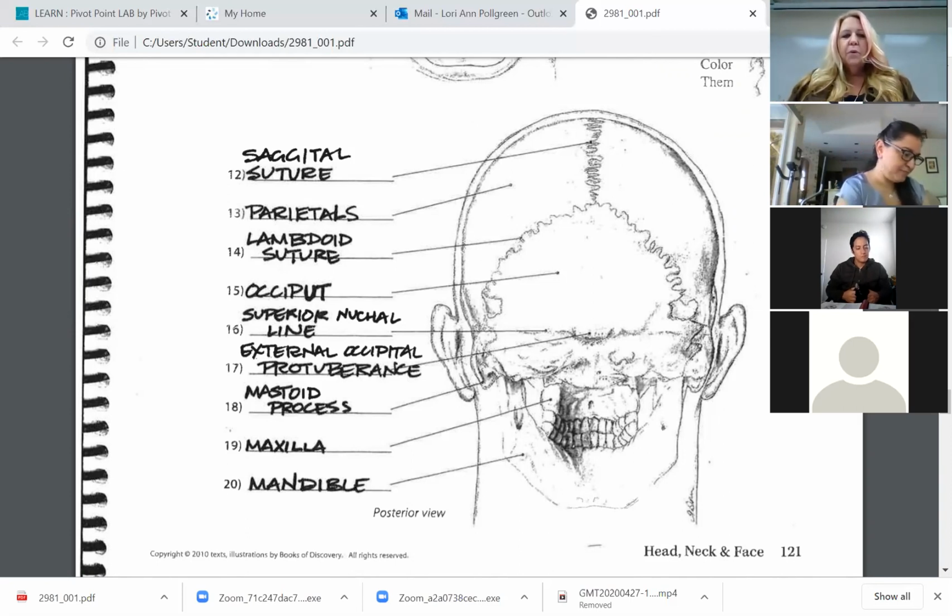18, mastoid process. And what I want you to notice, because a lot of students make this mistake and think that the mastoid process is part of the occipital bone, and it's not. Look at that suture line coming down. The mastoid process is not on the occiput. Just make that mental note for yourself. I know I have seen that question come up in tests in the past.